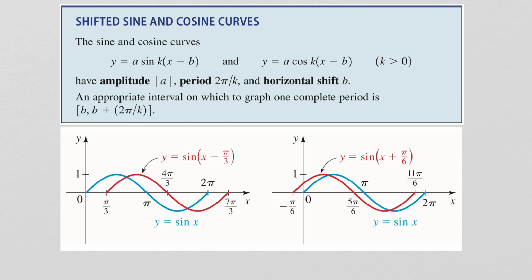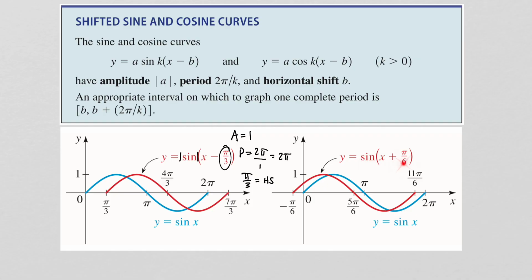So for example, if we have y equals sine of x minus pi over 3, notice that the amplitude is 1. The period is 2 pi divided by 1 here, which is 2 pi. So amplitude and period are normal. But the horizontal shift is going to be positive pi over 3. This is our horizontal shift. So that means instead of starting here at the origin, it's going to start pi over 3 units to the right. And every point on the graph gets shifted pi over 3 units to the right.